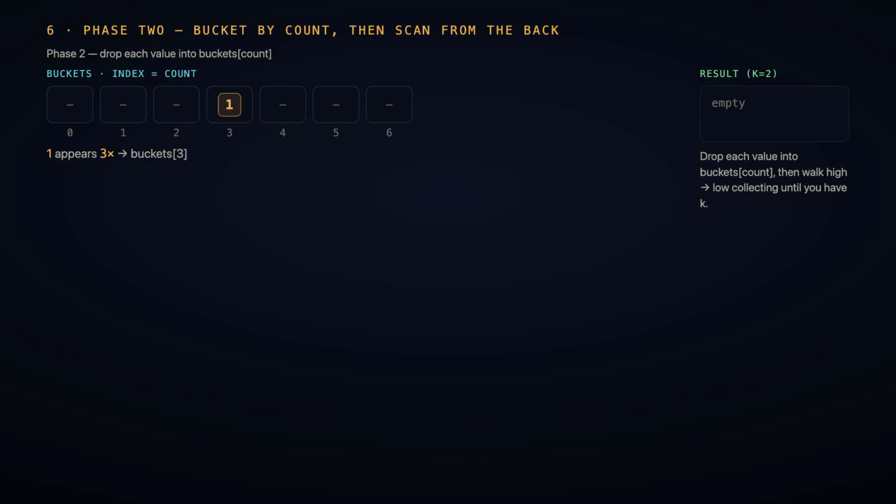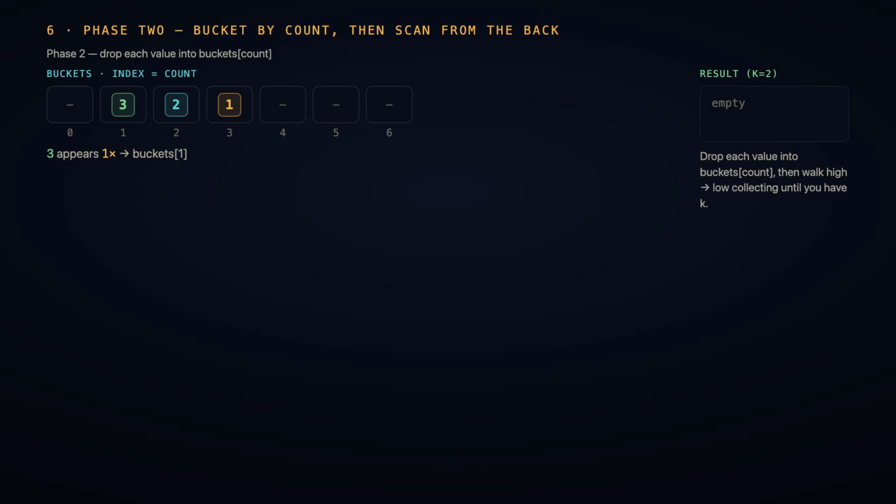Now the payoff. Take those counts and drop each value into the bucket matching its count. 1 appeared 3 times, so it goes in bucket 3. 2 appeared twice, bucket 2. 3 appeared once, bucket 1. Notice we never compared anything. Each value just fell into its slot.